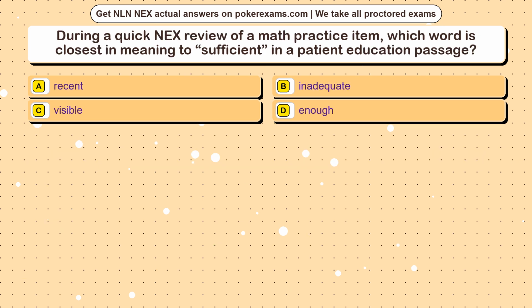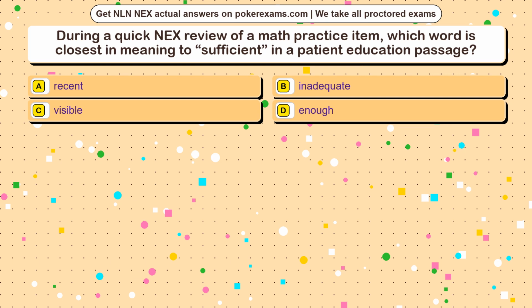Question 2. During a quick NEX review of a math practice item, which word is closest in meaning to sufficient in a patient education passage? Option A, recent. Option B, inadequate. Option C, visible. Option D, enough.